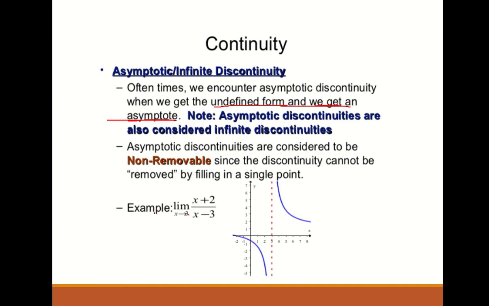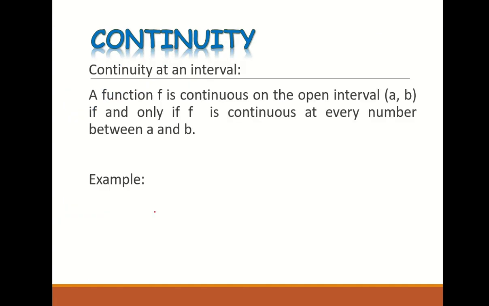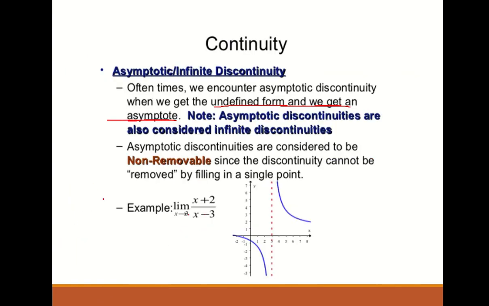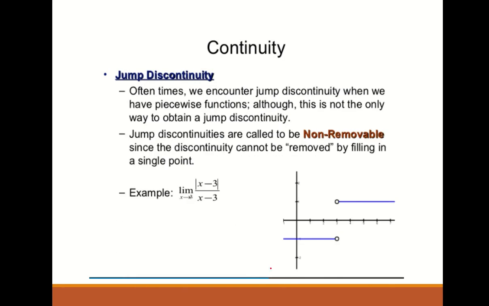Okay, so an example here, as mentioned a while ago. If you substitute x here equal to 3, that makes the limit undefined. Okay, so we have this undefined form. So we get this asymptote. So the value of x that makes the denominator equal to 0 would be the asymptote of the graph. Okay? So here we have what we call jump discontinuity.